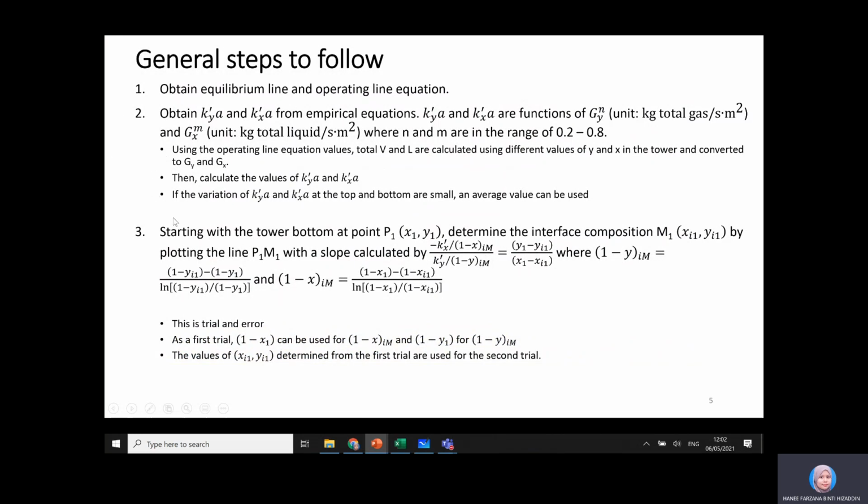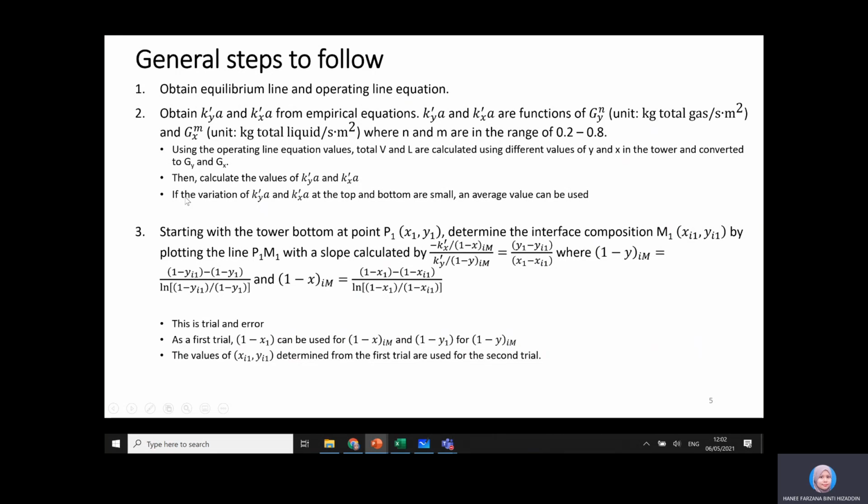After we get this preliminary step done, we start from the tower bottom at point P1. At point P1, the coordinate would be x1 and y1. So we determine the interface composition M1 if we are using the film coefficient, so we are using the interface composition, xi and yi. But if you're using the overall coefficient instead of film coefficient, then you're going to use x star and y star. But just stick with one example for now, yeah? So we are going to use the interface composition xi and yi.